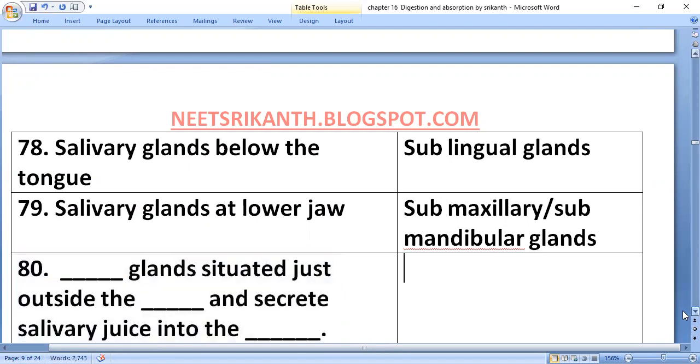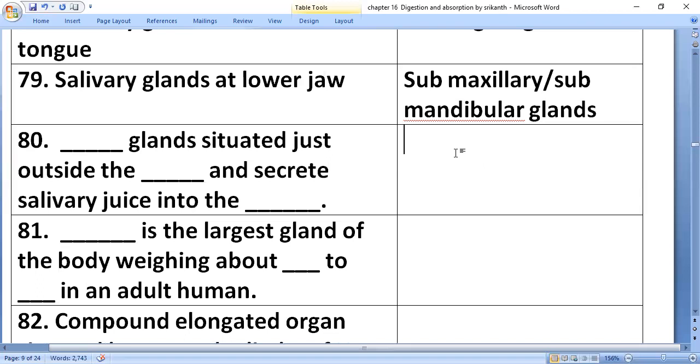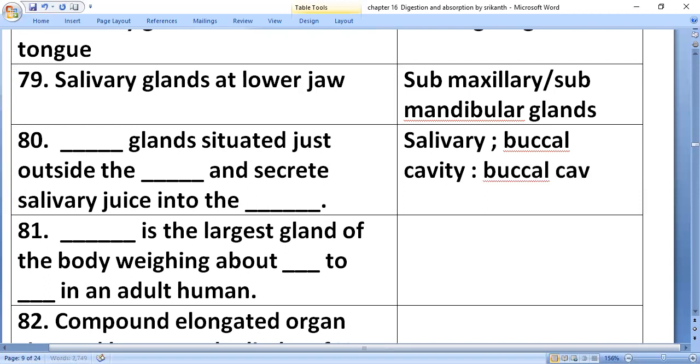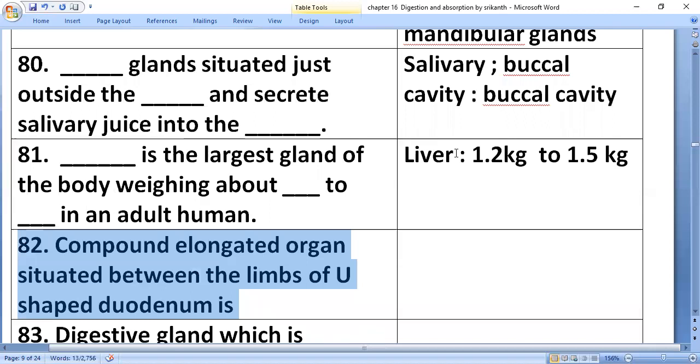Salivary glands are situated just outside the buccal cavity and secrete salivary juice into the buccal cavity. The largest gland of the body is the liver, which weighs about 1.2 kg to 1.5 kg. The compound elongated organ situated between the limbs of the U-shaped duodenum is the pancreas.